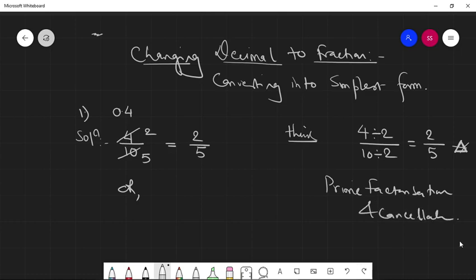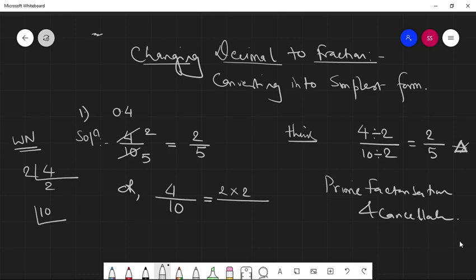Suppose the fraction is 4/10. Now find the prime factors of 4. In the working note you can find 2 times 2 is 4. So you write 2 times 2 over the prime factors of 10 also, which we have discussed in earlier classes. So 2 times 5 is 10. Here 2 and 2 are both prime, 2 and 5 are both prime numbers. This is the process of prime factorization.